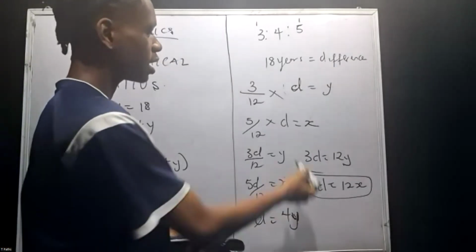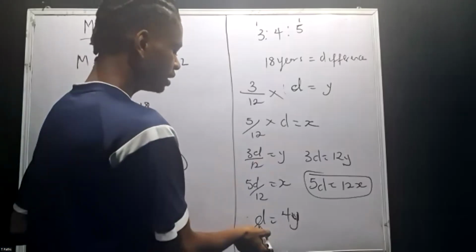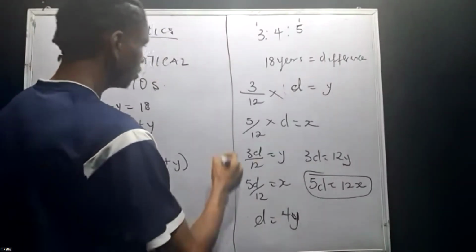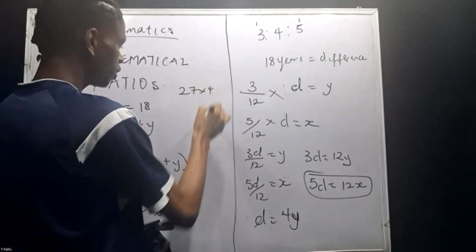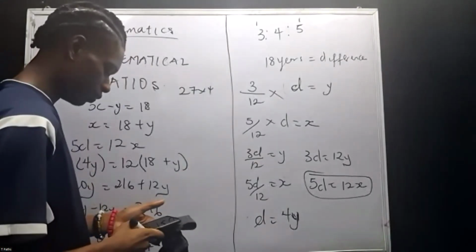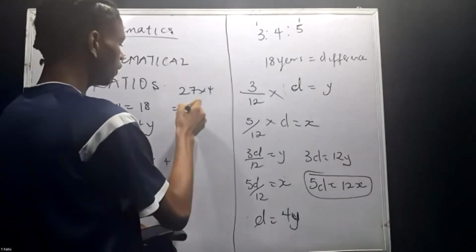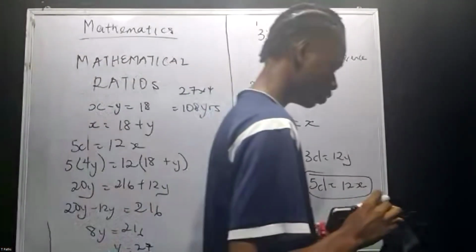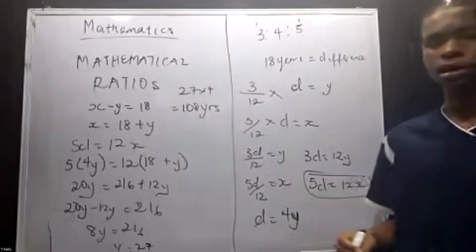Now what I have to do is to calculate D. D is the sum of the ages of the three men. So what is D? D is equal to 4Y. So I'm going to say 27 times 4. If you multiply 27 by 4, you have 108. So the sum of the ages of the three men is 108 years. Whatever method you use, if you get 108 years, then you're correct.